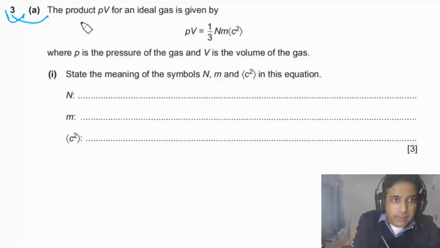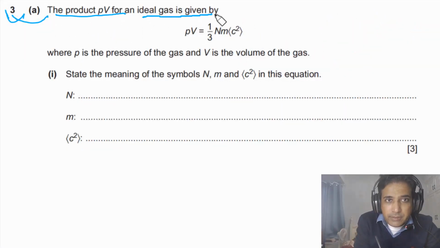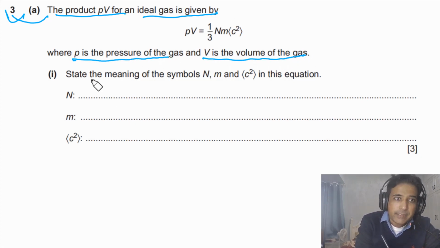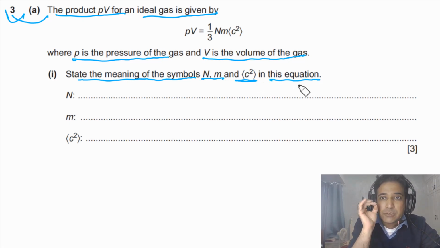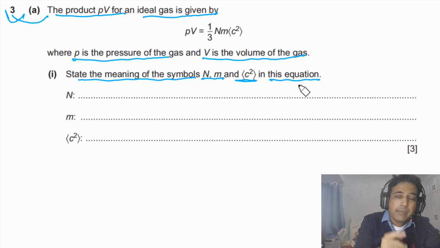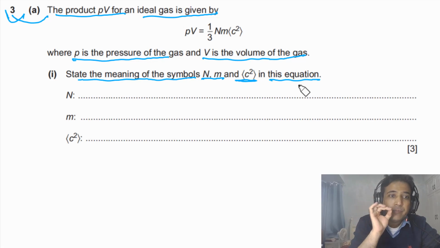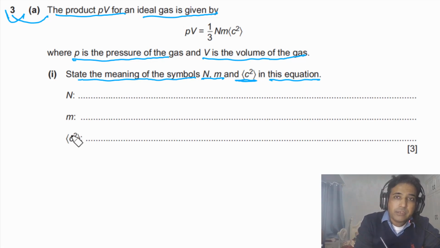Question 3 part A says the product PV for an ideal gas is given by this equation. P is the pressure of the gas and V is the volume of the gas. State the meaning of the symbols capital N, small m and mean square speed in this equation. So what is N representing? N is representing the number of molecules of the gas, m is the mass of a single molecule, and this is the mean square speed of molecules.